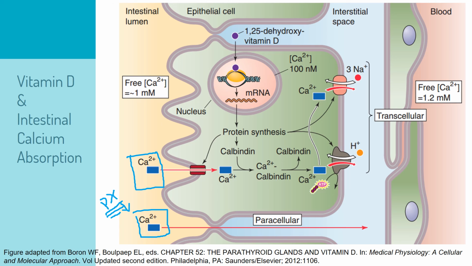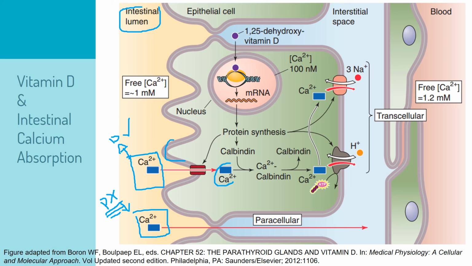Let's move into the transcellular mechanism. The transcellular mechanism occurs only in the duodenum. However, it is under the control of active vitamin D. So what happens exactly? Calcium enters the cell through the apical membrane, okay?